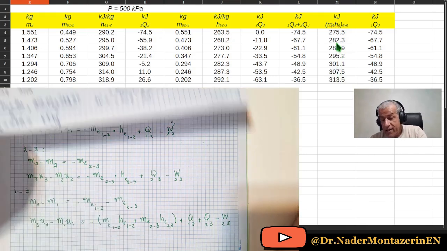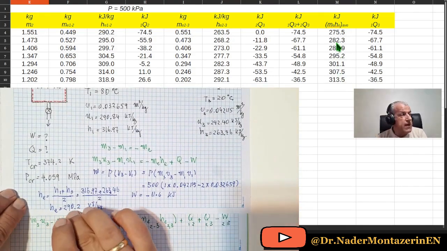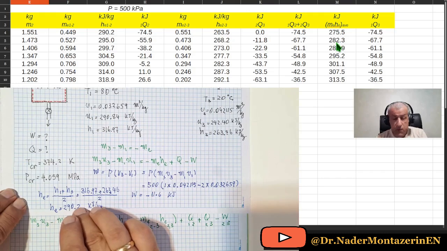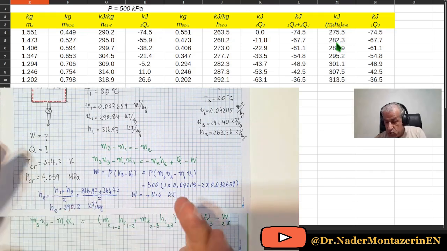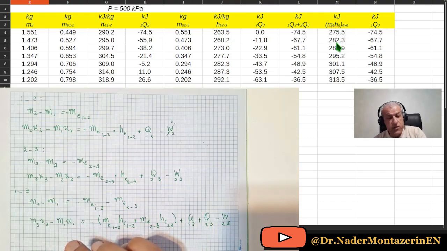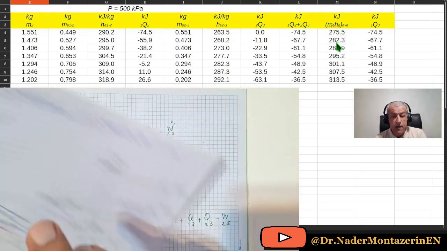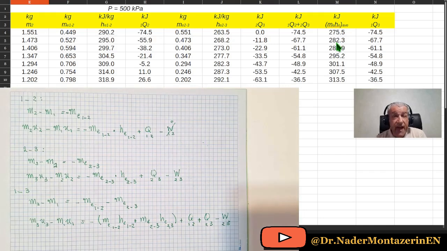Compare this with the value that we had before. It was 290.2. 290.2 was an average that we assumed, and with this average, we managed to calculate Q to be 60.7. Now we have found a new way of averaging. It is a mass-weighted averaging, and we see that with this way of averaging, Q12 plus Q23 would be 74.5 to 36.5.